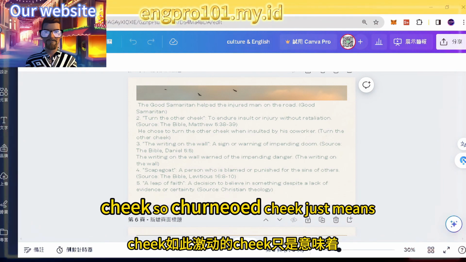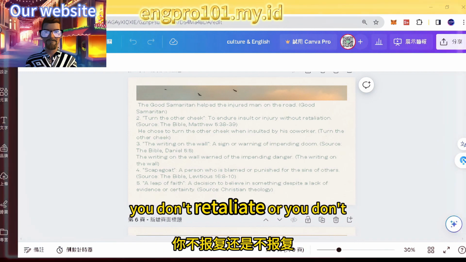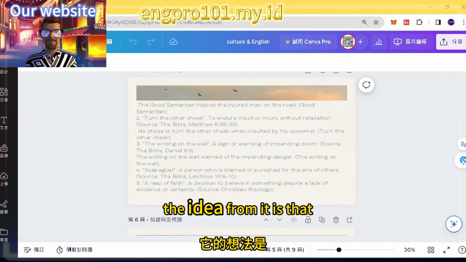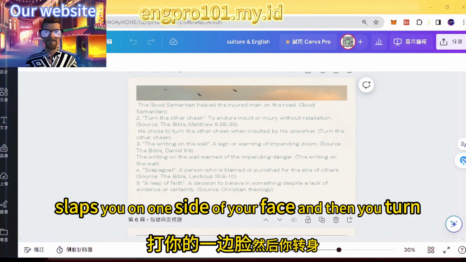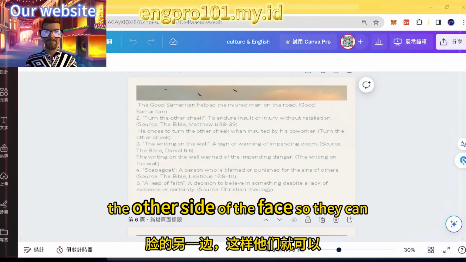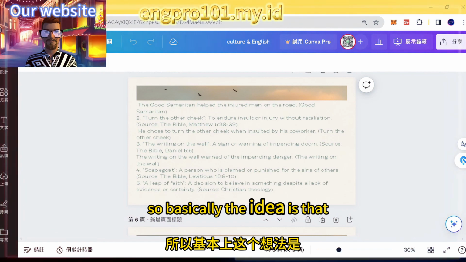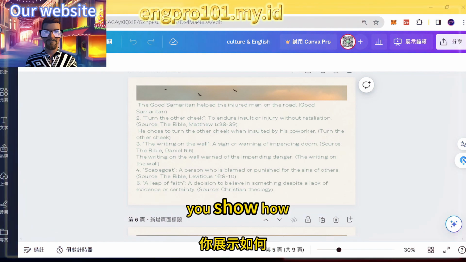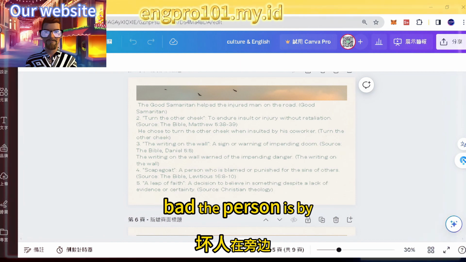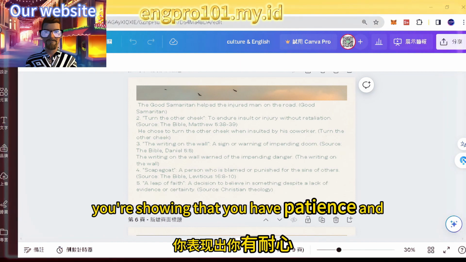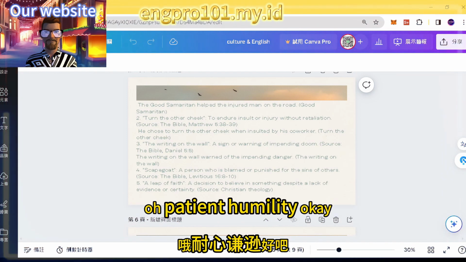So turn the other cheek just means you don't retaliate, or you don't lash out at somebody. The idea is that someone slaps you on one side of your face, and then you turn the other side so they can slap that side as well. Oh. So basically you show how bad the person is by doing that, and at the same time you're showing that you have patience and humility. Oh, patience and humility. Okay.